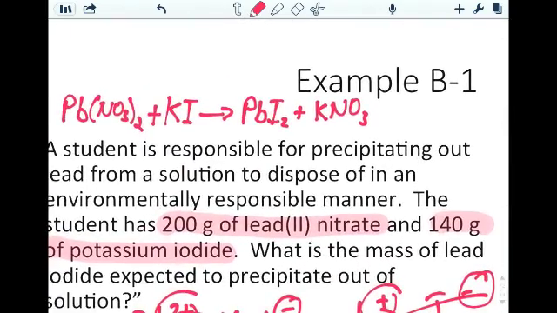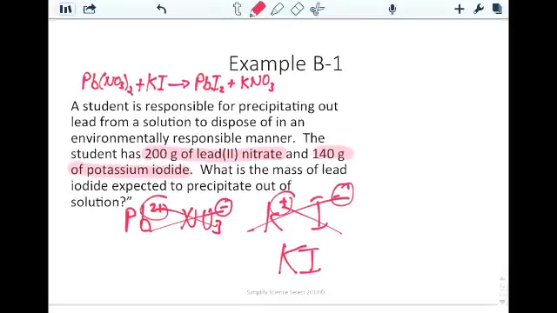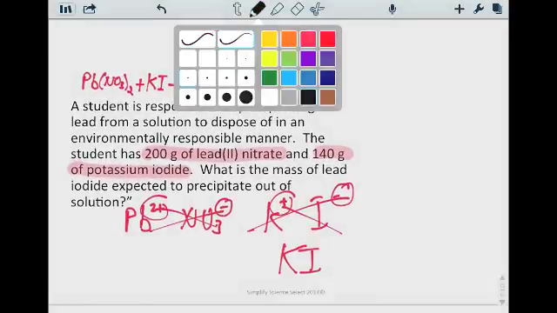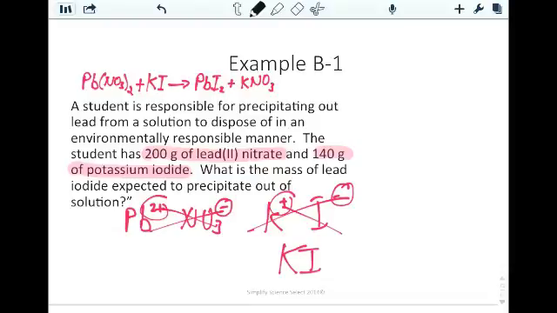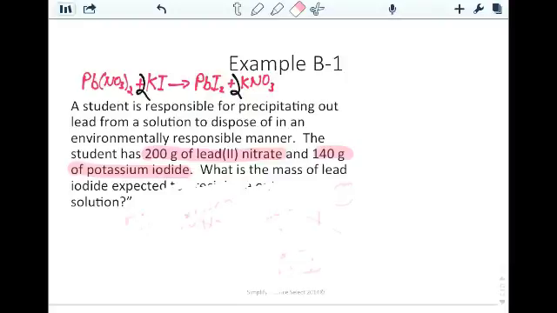Now all we have to do is balance it. When we're looking at this, the only thing that's really not balanced are our nitrates and our iodine. So to do that, we need a 2 right here and a 2 right here, and that gives us our nice balanced chemical equation, and we can start working everything out from there. So we'll start with basically what we have in the beginning, the 200 grams of lead 2 nitrate. So we'll start there, 200 grams of lead 2 nitrate.